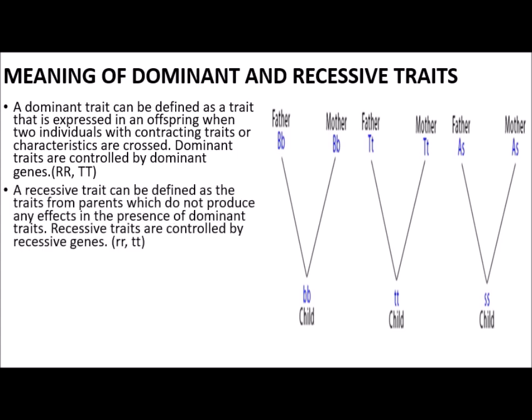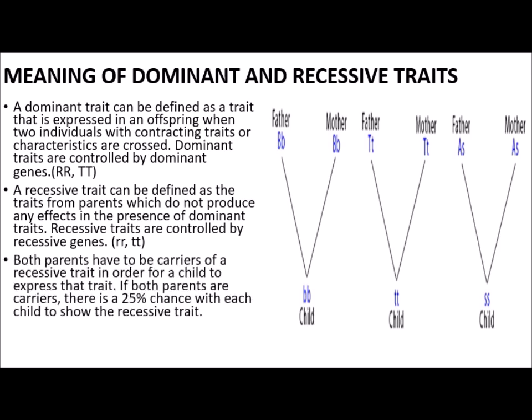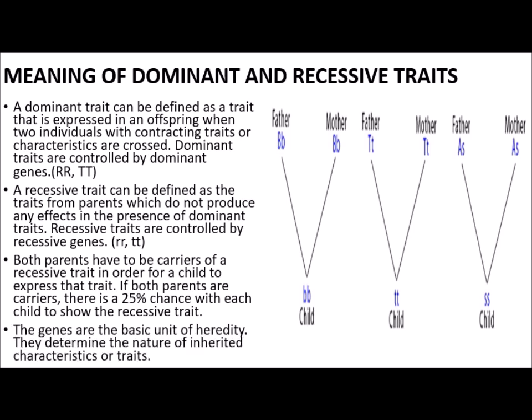Now, a recessive trait can be defined as the traits from parents which do not produce any effects in the presence of dominant traits. Recessive traits are controlled by recessive gene. For instance, small letter rr and small letter tt. Now, both parents have to be carriers of a recessive trait in order for a child to express that trait. If both parents are carriers, there is a 25% chance that each child can show the recessive trait. For instance, is the diagram, the image you are seeing. Now, the genes are the basic unit of heredity.